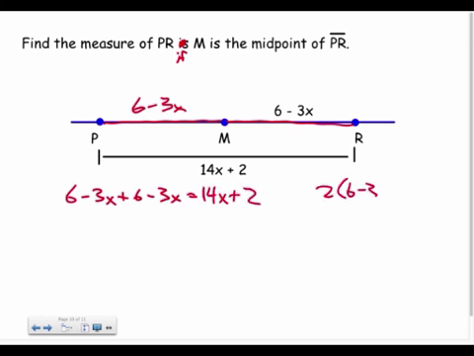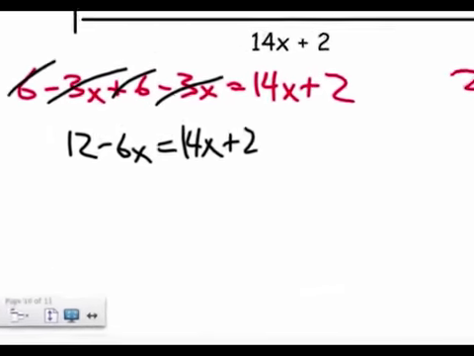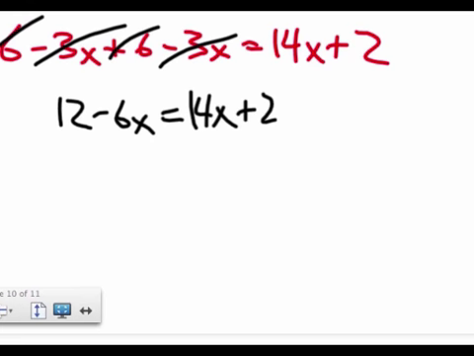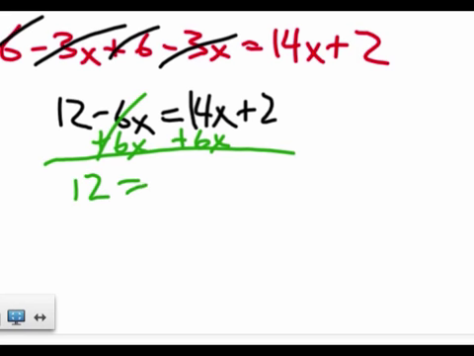Either way, I don't care. You can set them up either way. I'll just deal with this left one here and simplify it. Well, 6 and 6 gives me 12. Negative 3x and a negative 3x gives me a negative 6x. Combining them, got to simplify that left side. All right, now we got a variable on both sides. So let's get it to one side, which means I have a negative 6x. I'm going to add 6x to get rid of it on the left side, which means I have to do it to the other side. And that's gone, so we're left with 12 equals 20x plus 2.